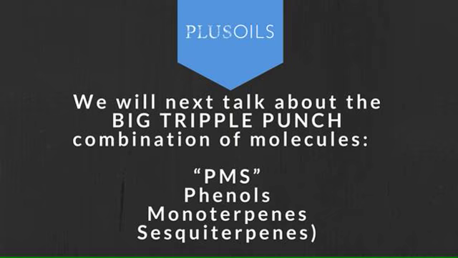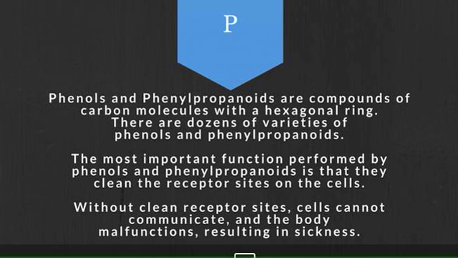The next part of this class, we're going to be talking about the Big Triple Punch. We call this PMS. It's an acronym for phenols, monoterpenes, and sesquiterpenes. Phenols are compounds of carbon molecules, and they come in lots of varieties. So there are different important molecules that are found in essential oils.